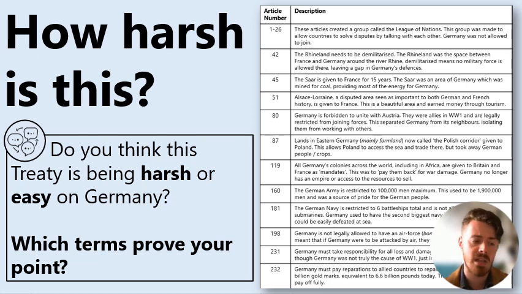The territorial terms. We can see mostly these early ones: Article 45 for the Saar, 51 for Alsace-Lorraine, 87 for lands in Eastern Germany, and 119 for Germany's colonies. Again, think about what these are doing. These are taking money and resources and people away from Germany and giving them to other places. So those places are gaining while Germany is losing.